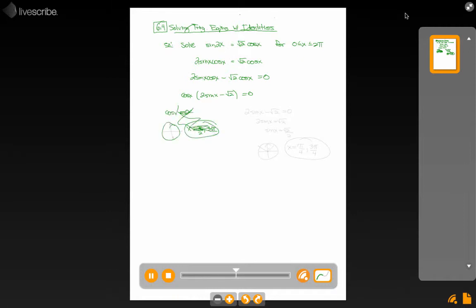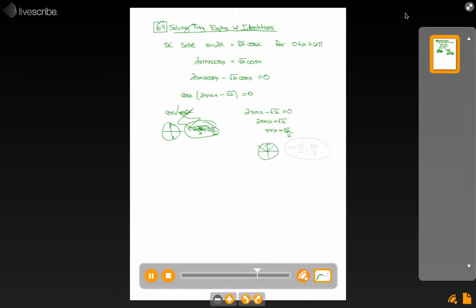Where does cosine x equal 0? And where does 2 sine x minus root 2 equal 0? So cosine x equals 0 should be second nature hopefully by now. It's at pi over 2 and 3 pi over 2. Well, the second one is a little trickier, but you say, well, 2 sine x equals root 2. So sine x equals root 2 over 2.